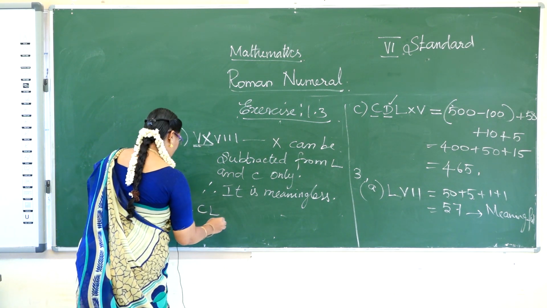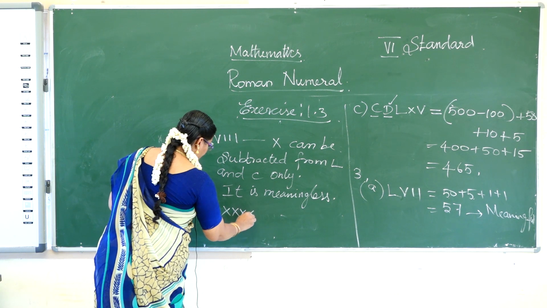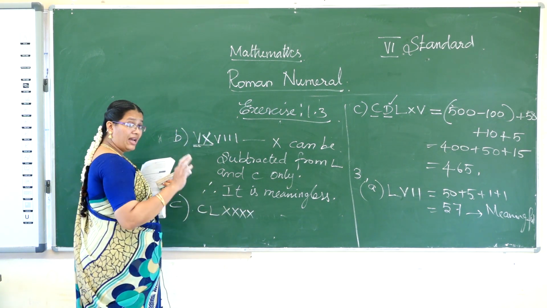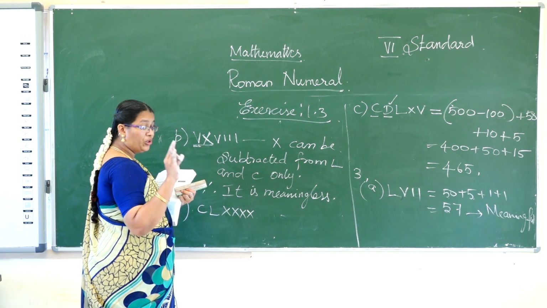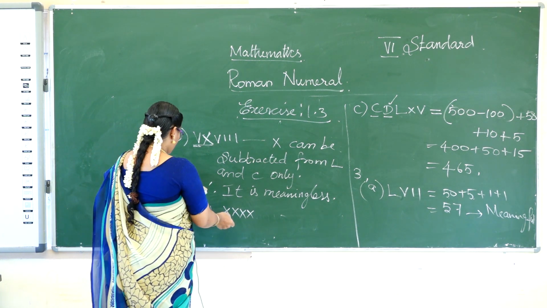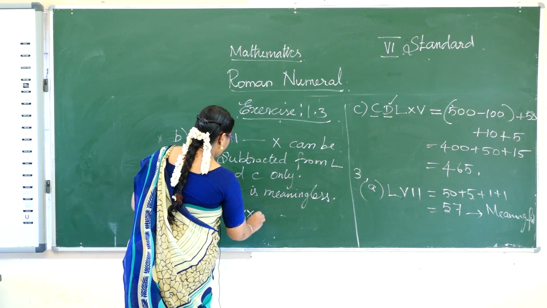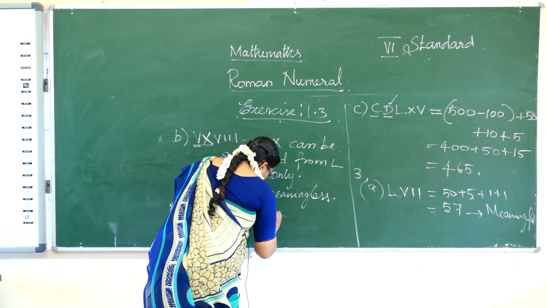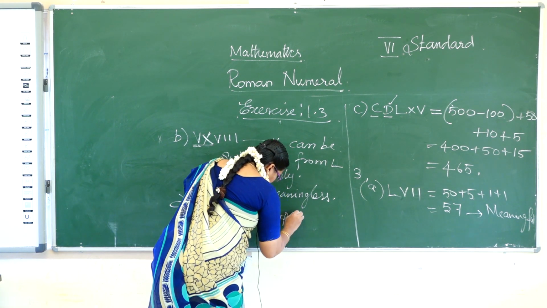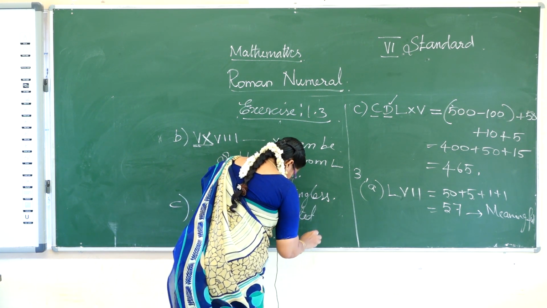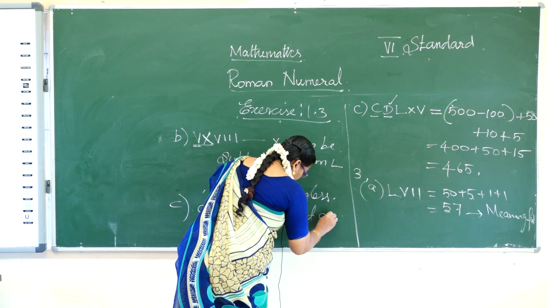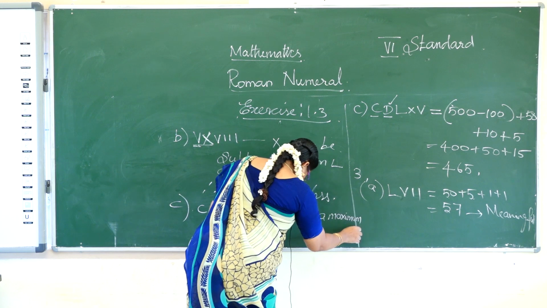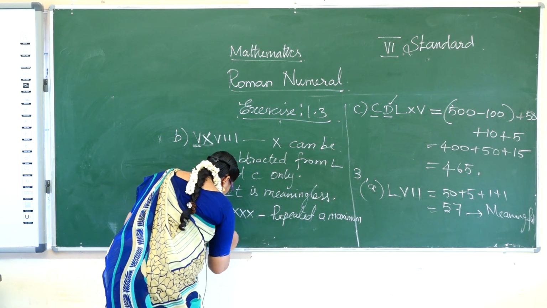Next, C L X X X X is given. How many times is X there? 4 times. The maximum number of times a Roman letter is allowed to repeat is 3 times only. So it's wrong. So write the reason here: repeated a maximum of 3 times only.